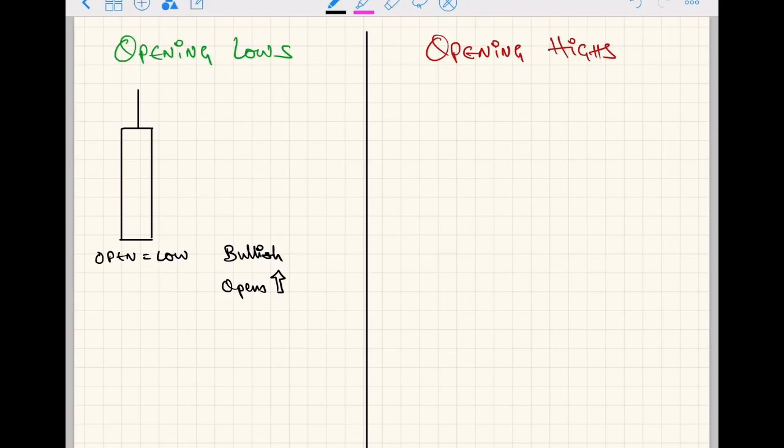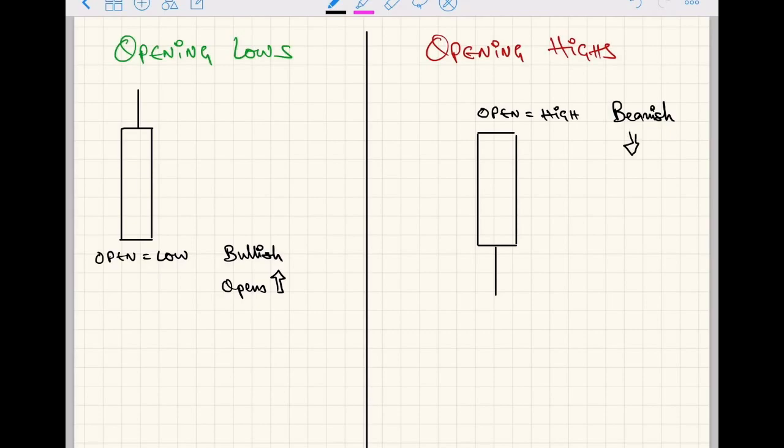The mirror image of an opening low is an opening high, where you essentially get a candle like this, where the opening price of the day is equal to the highest point. So right at the beginning, when the market opens, there's an inbuilt bearish sentiment, probably selling in terms of fresh shorts or probably selling in terms of profit taking. Whatever it may be, the opening price of the day is also the highest point, and it sets a tone for the day towards the downside for the market.